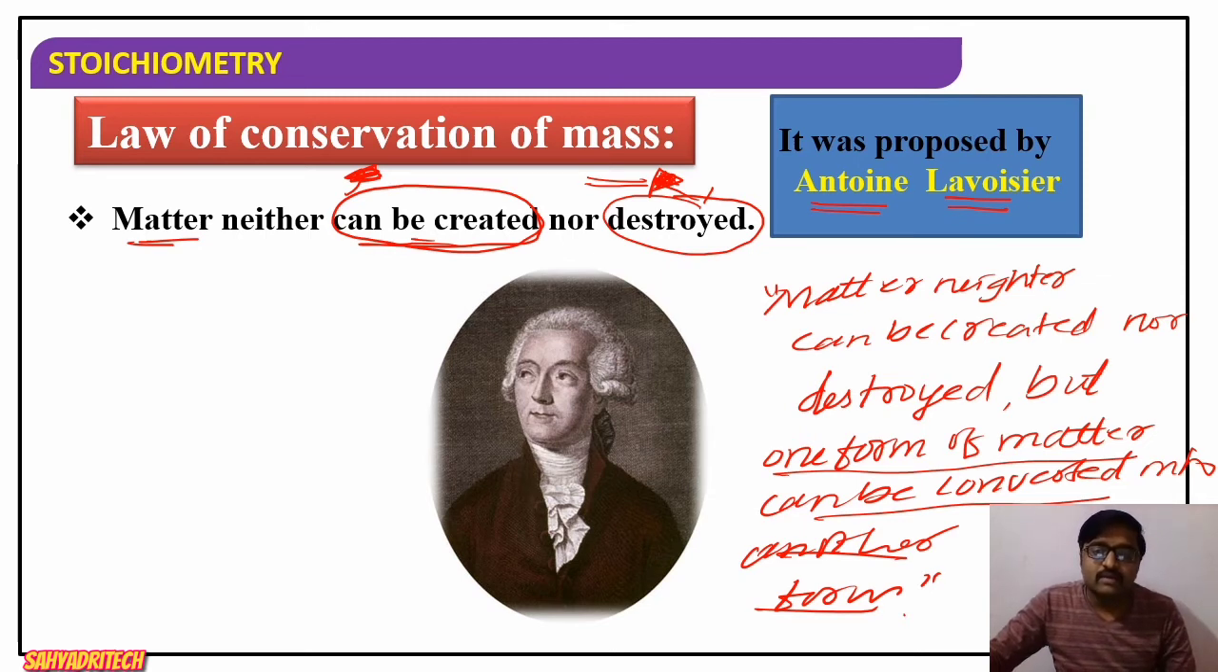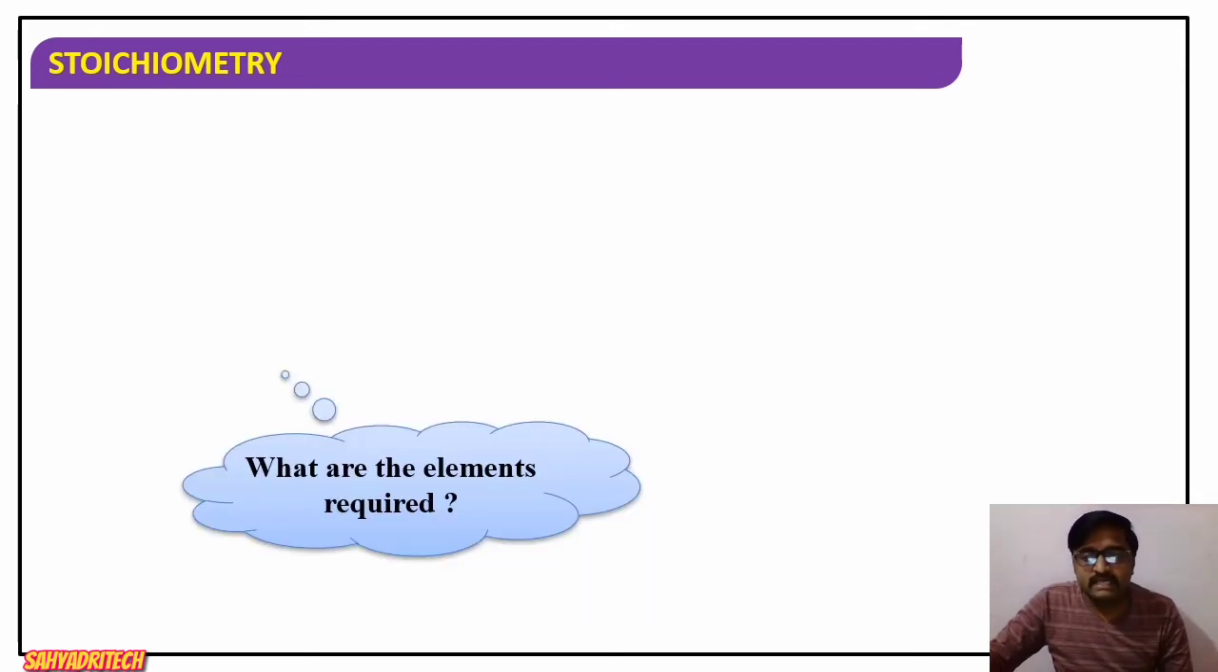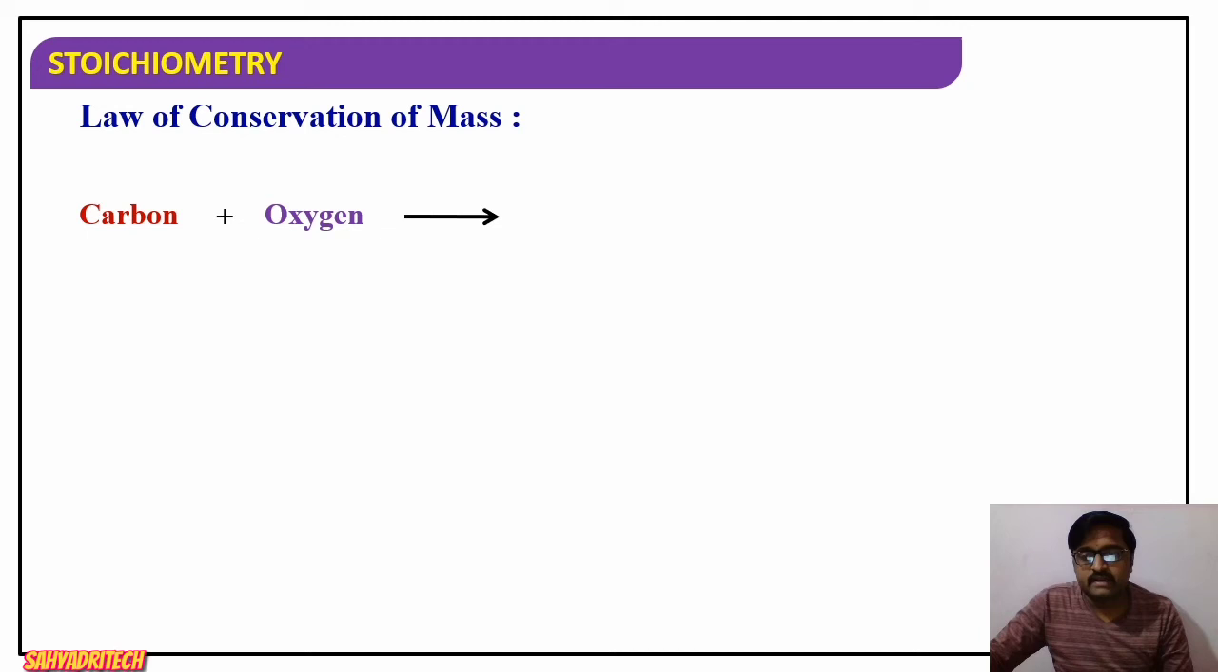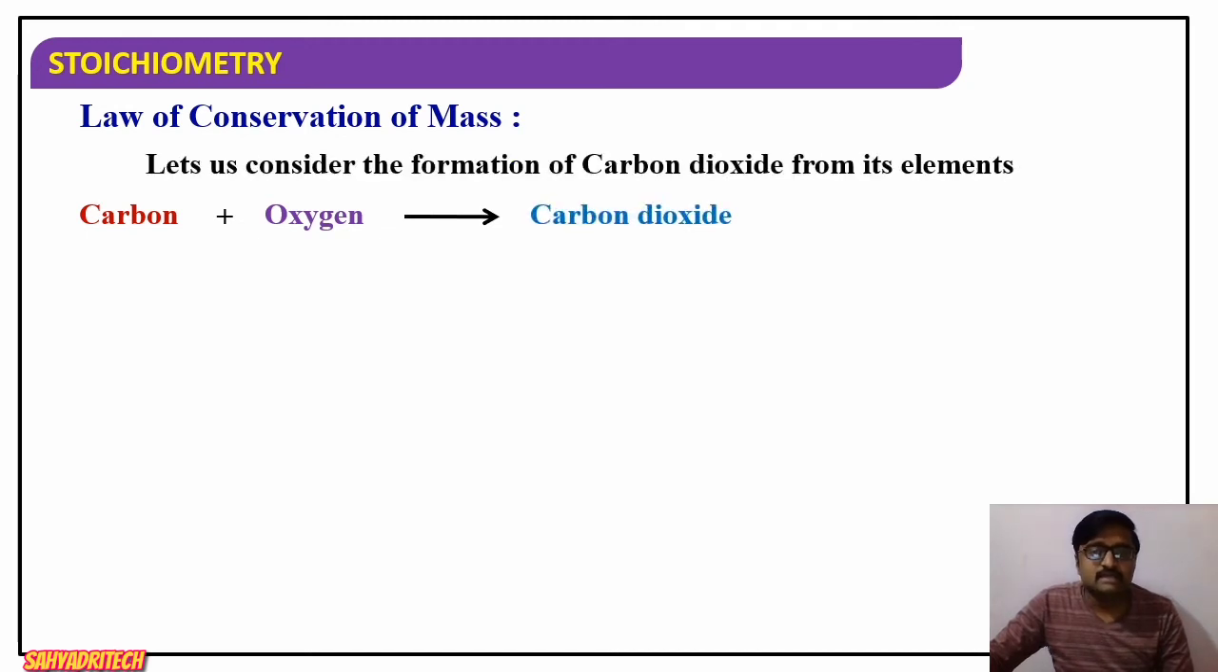Now, it can be better understood with an example. Think of the formation of carbon dioxide. If I consider the formation of carbon dioxide, what are the elements? There will be carbon and oxygen. When carbon combines with oxygen, the resultant will be carbon dioxide. So I have written here: carbon plus oxygen gives rise to carbon dioxide.